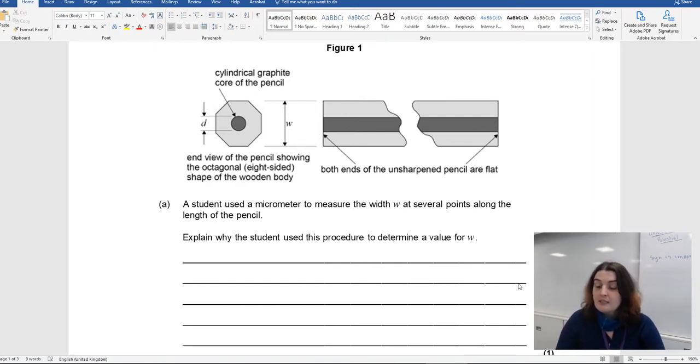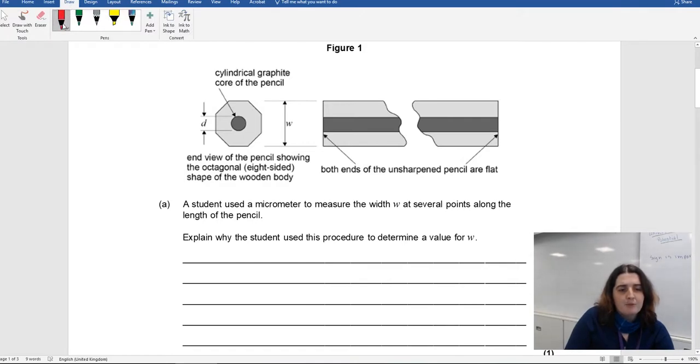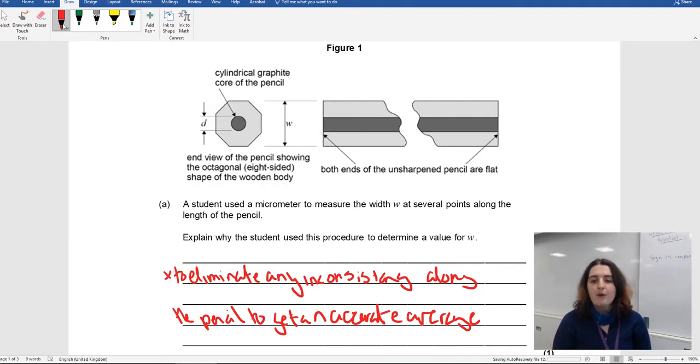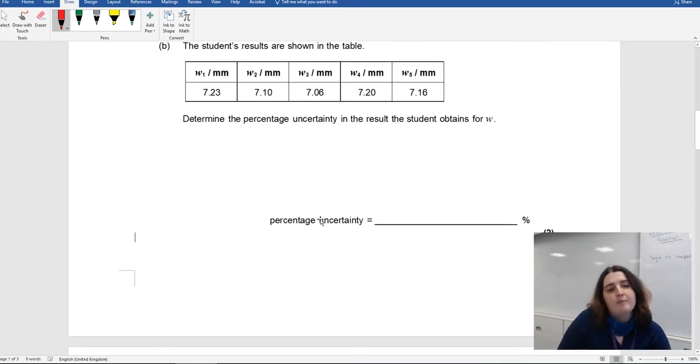It's worth 1 mark. So the reason this is a practical question, it's looking at why you would take repeat measurements. And of course, the reason you would take repeat measurements is to eliminate any inconsistency along the pencil to get an accurate average. Okay, so you take multiple readings to get an accurate average. If you just take one value, you have got an uncertainty in just that measurement. But if you take multiple values, you take away the actual measuring uncertainty, and it becomes more of an uncertainty of the material there.